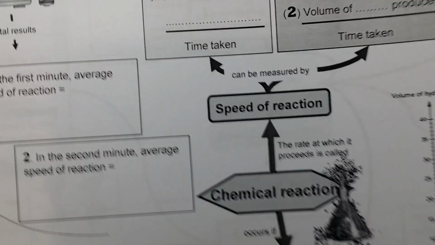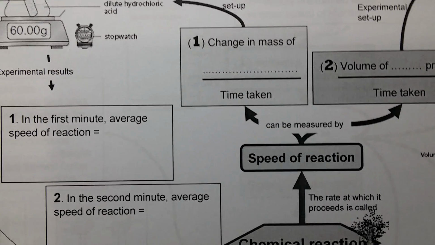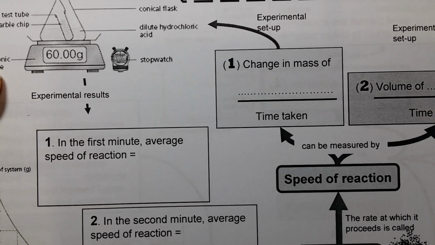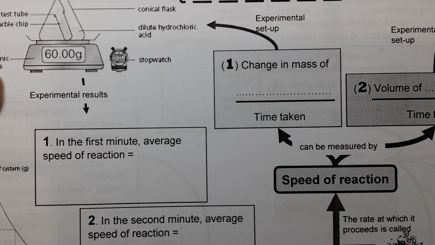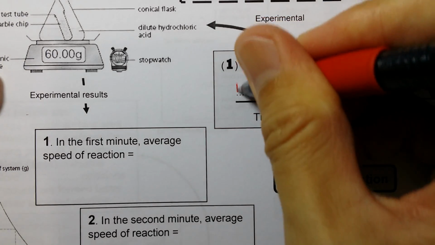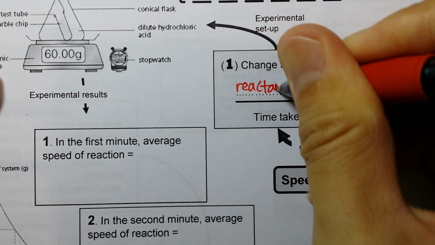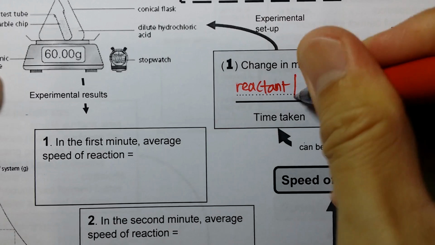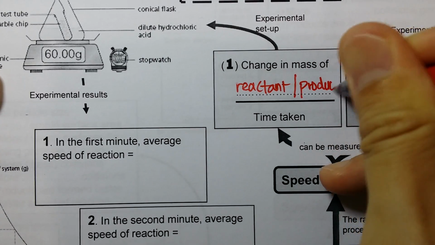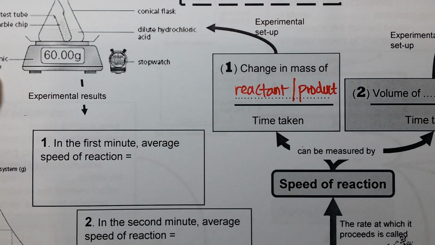Now, in general, there are two ways to measure the speed of the reaction. The first one is the change in mass of reactant or the product over time. That means how fast the mass of a reactant disappears, or how fast the mass of a product is produced in a reaction.